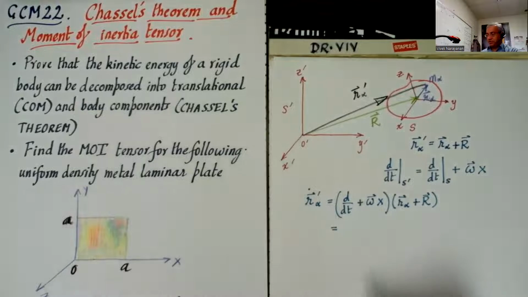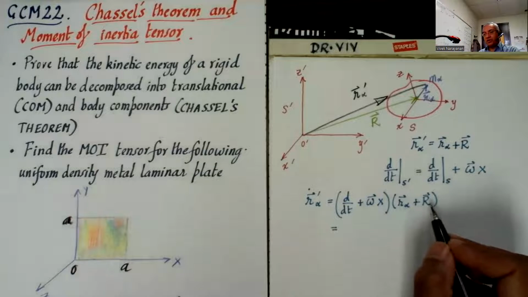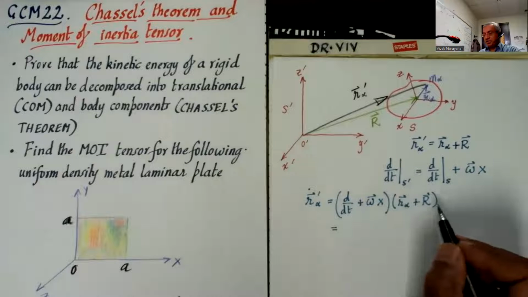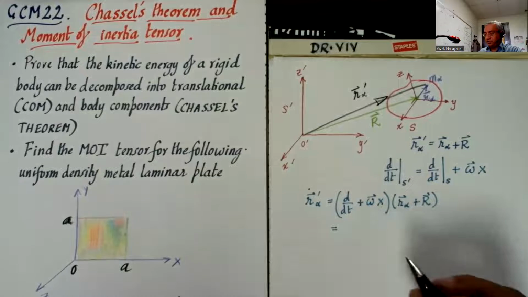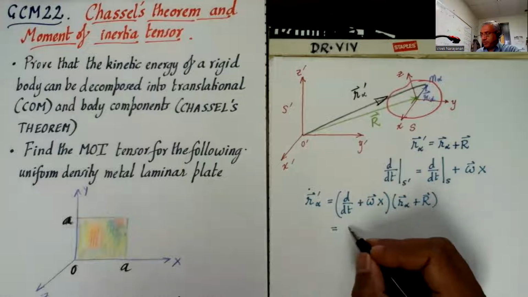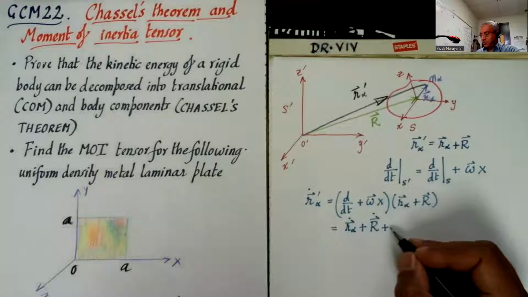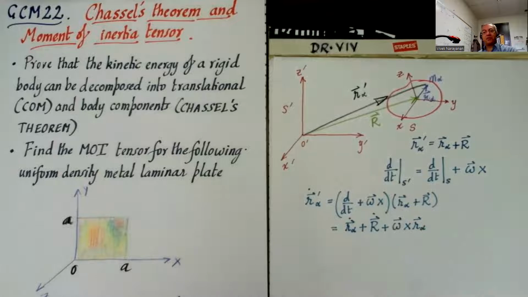So I'm going to get a total of 3 terms. There is going to be no omega cross capital R. It only acts on this vector. So only a d by dt acts on capital R because capital R is not rotating itself. So I'm going to have R alpha dot plus R dot plus omega cross R alpha.